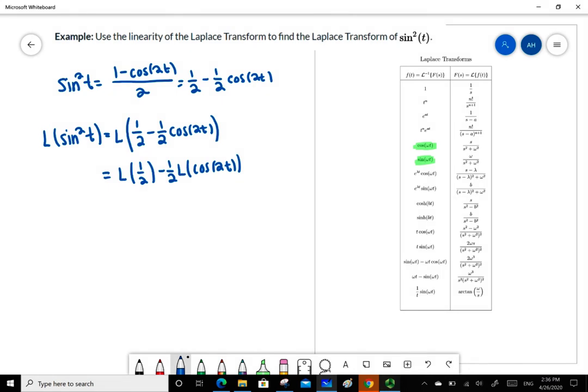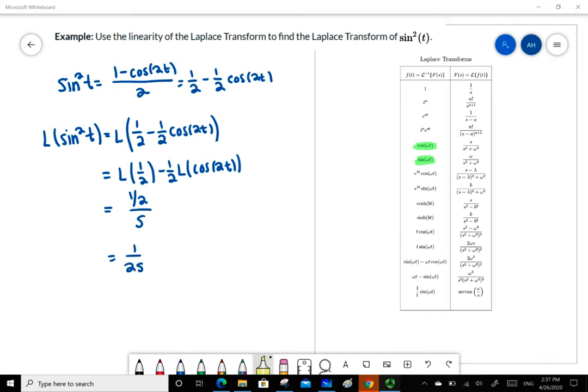Now we know from both the tables and a previous example that the Laplace transform of a constant c is just c over s. So L of 1/2 is 1/2 over s, which is 1 over 2s.